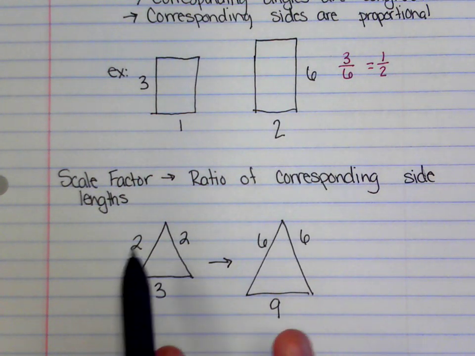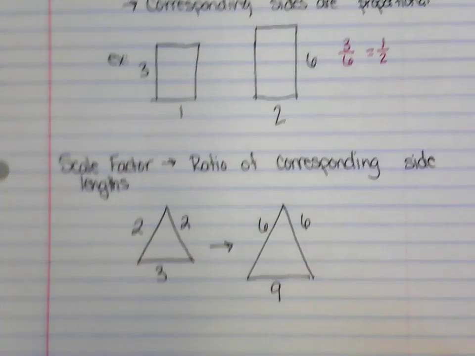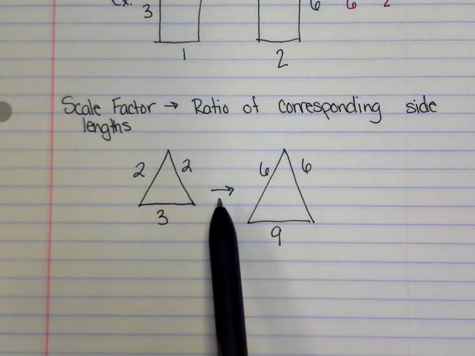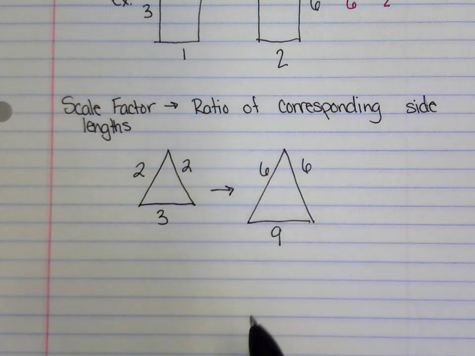One of the key terms that we have to talk about when we talk about similarity is scale factor. The technical definition is the ratio of corresponding side lengths. But the really easy definition is it's just how many times bigger or smaller your shape gets. So right here I have two triangles. This is my original shape, and then I drew an arrow to show you I made it bigger by multiplying it times a scale factor. But we need to figure out how many times bigger I made it.